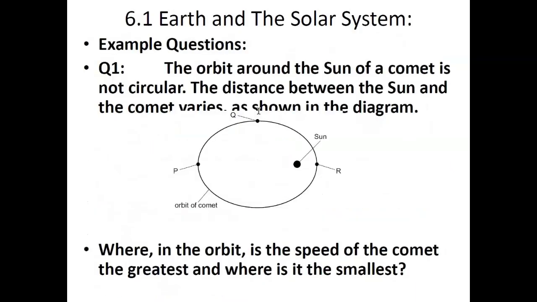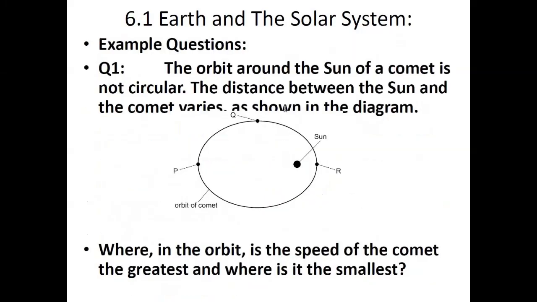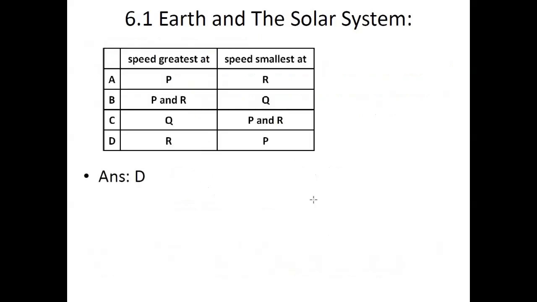So now let's look at some example questions. The orbit around the Sun of a comet is not circular. The distance between the Sun and the comet varies as shown. Where in the orbit is the speed of the comet greatest and where is it smallest? As we just learned above, the speed would be greatest when it is close to the Sun, and smallest when it is farther away from the Sun. So at P it should be smallest, and at R it should be greater. So speed greatest at R, smallest at P, and yes, the answer is D.